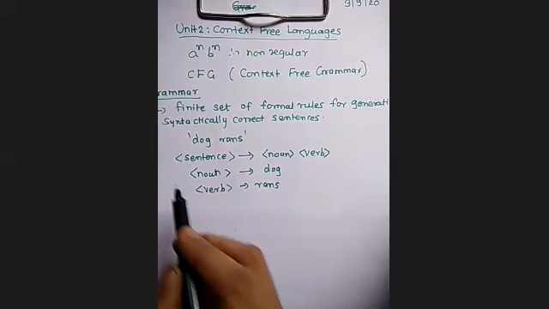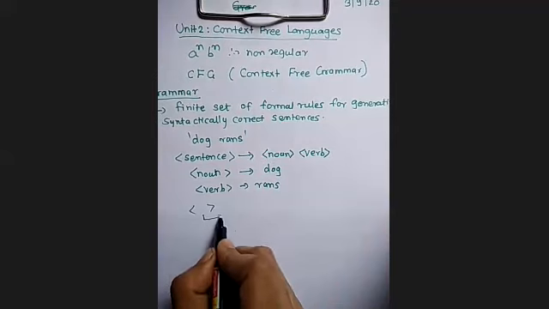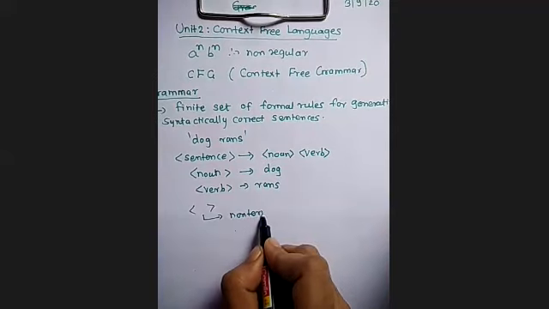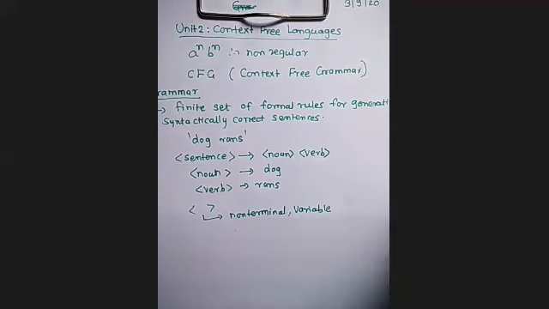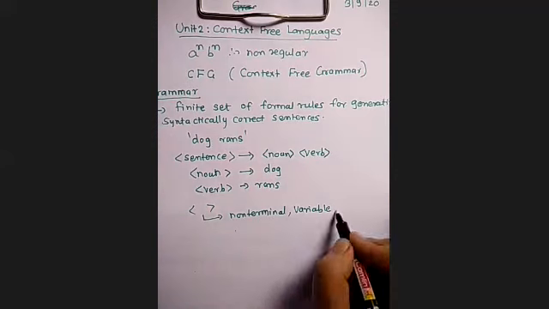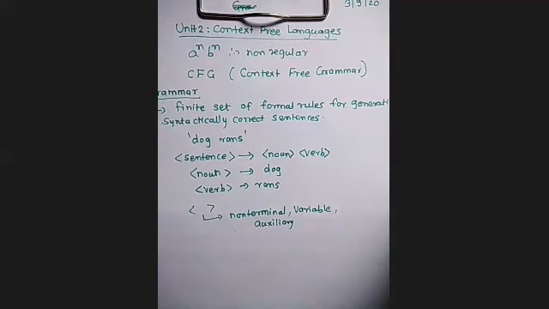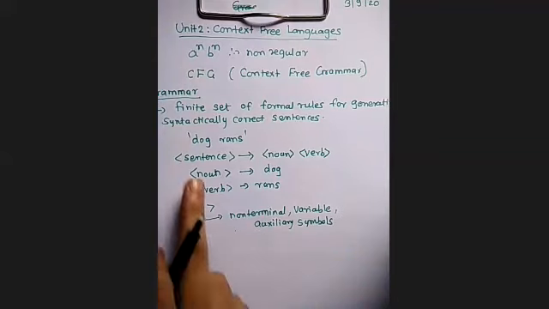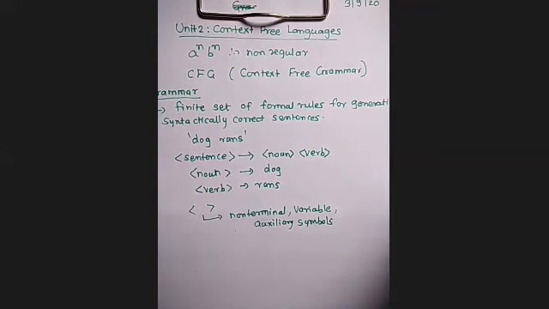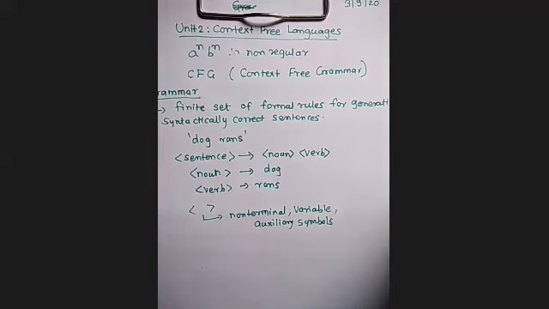To generate this, there will be a start symbol. Whatever I have written in the less than and greater than signs is known as a non-terminal, or variable, also called auxiliary symbols. These are the different names. So whatever is written in the less than greater than signs is known as a non-terminal, variable, or auxiliary symbol.